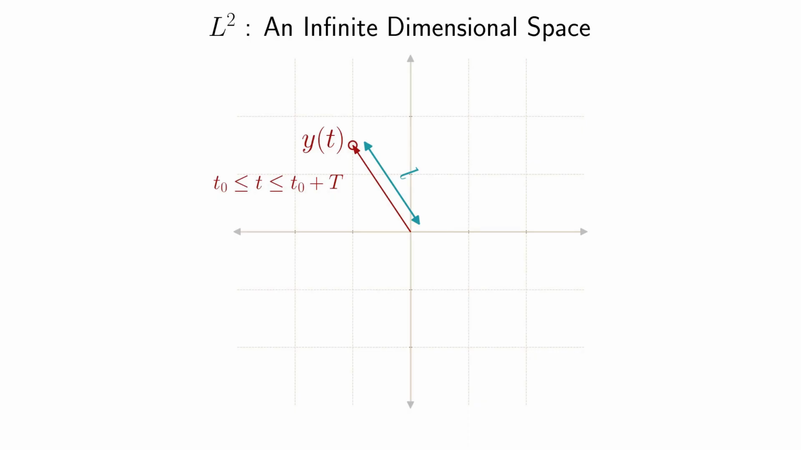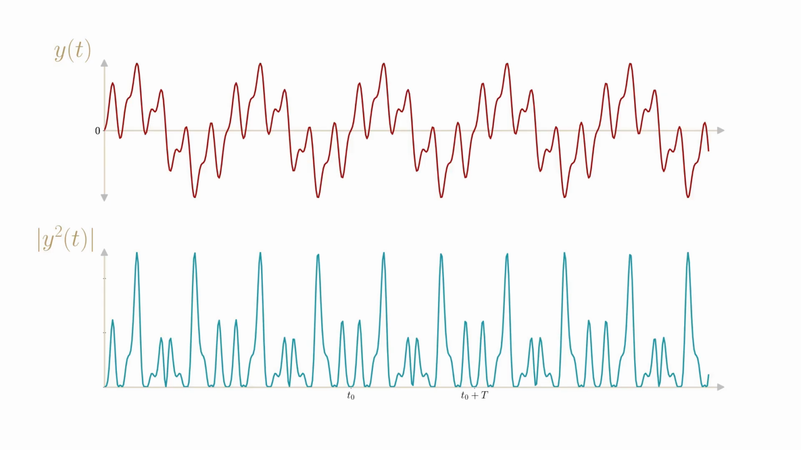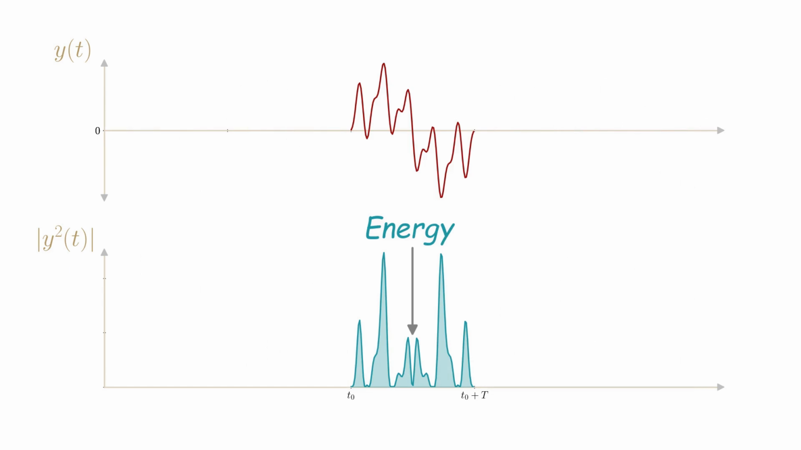Great question. So here, the length of a vector means the inner product of the signal with itself. So any signal which is square integrable is a point in this space. The area under the squared magnitude of a signal is called the energy of the signal, and that's the length we are talking about.